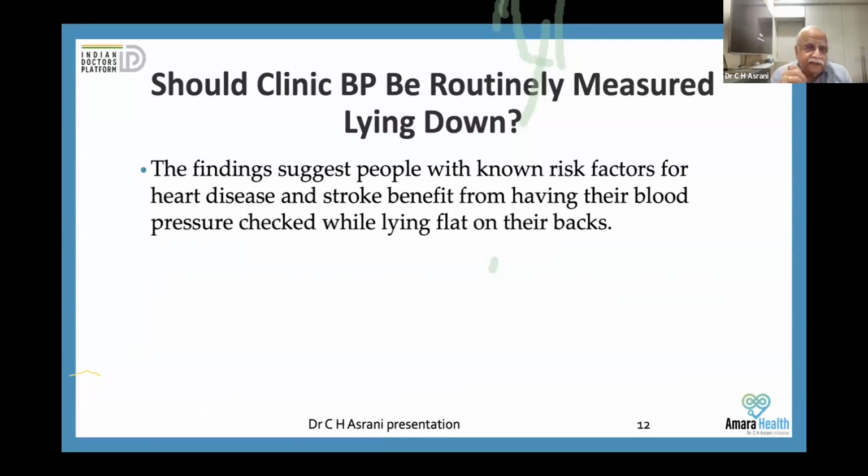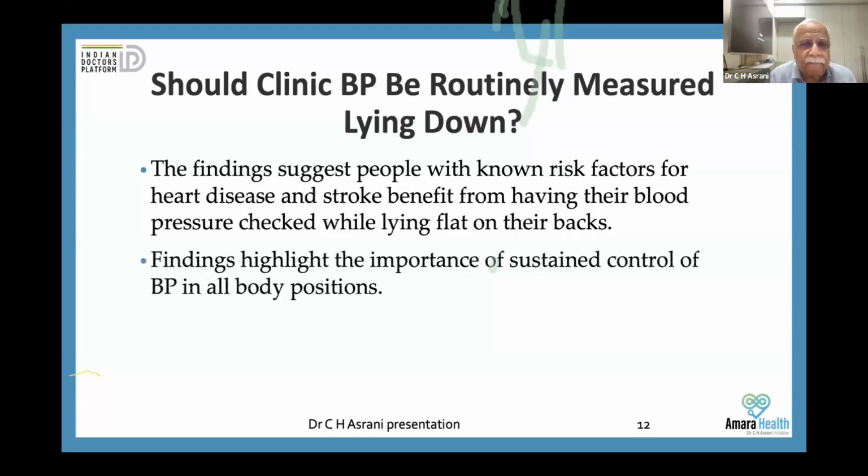These findings suggest the conclusion of the researchers: people with known risk factors for heart disease, hypertension, diabetes, dyslipidemia, morbid obesity, OSA, and stroke benefit from having their blood pressure checked while lying flat on their backs. Every patient of ours above 35 is at a high risk for hypertension, so we might as well check them lying flat.